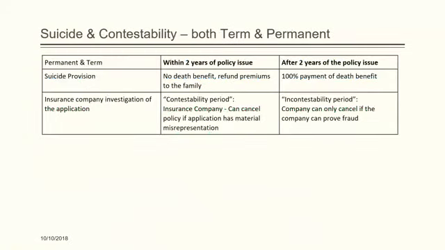The other thing they talk about is the suicide and contestability period. This is for both term and permanent. First of all, the suicide provision. Of course, never a good idea to do that, but if anybody does that within 2 years of policy issue, there's no death benefit paid out. The company will usually just send a refund of the premiums to the family saying, we're very sorry to hear about that. Here's the money that the client paid us. The policy is canceled, and sorry about everything.